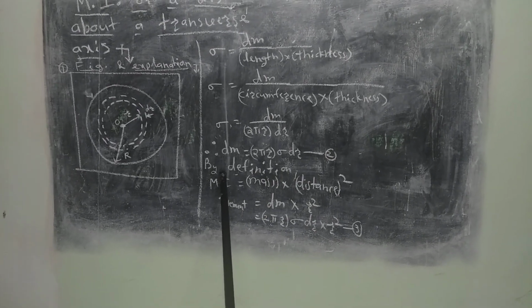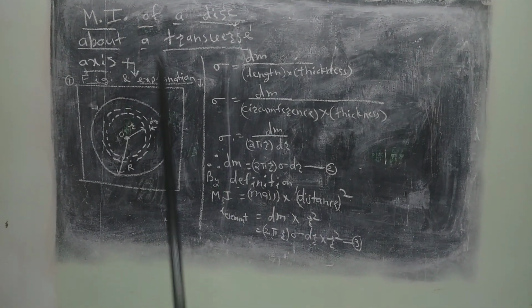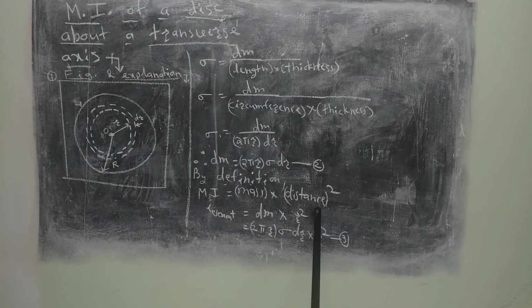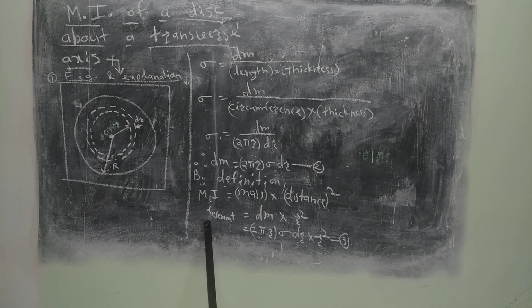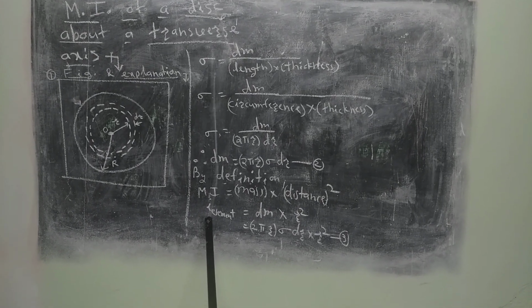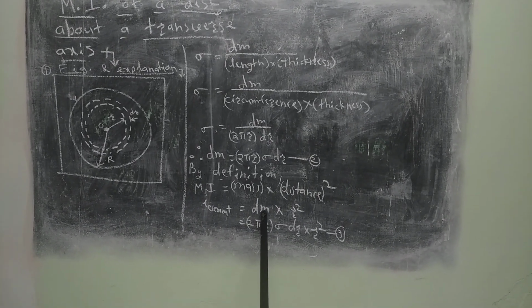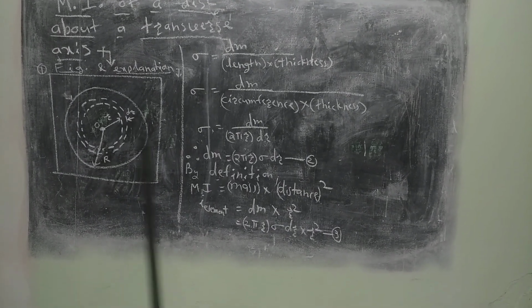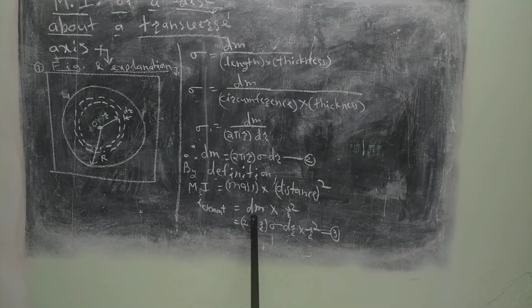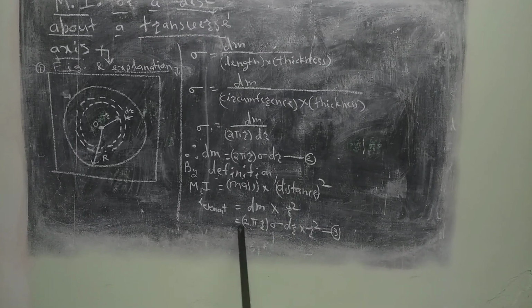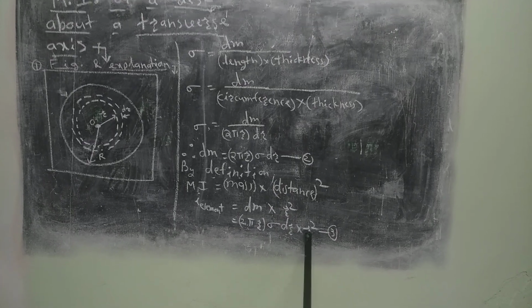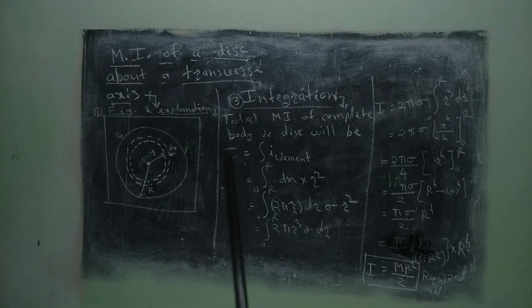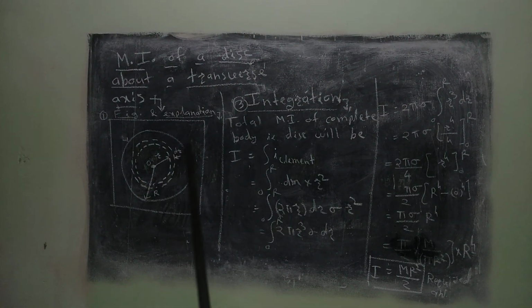Again, by definition, our aim is to find out the moment of inertia. So moment of inertia is equal to the standard formula, mass into distance square. So we get small i, that means moment of inertia of the element, is equal to the mass of the element, that means dm, and the distance of the element from the axis, that means r square. So in place of dm, we write equation 2, that means twice pi r sigma dr into r square. Now we have seen the first step, figure and explanation.